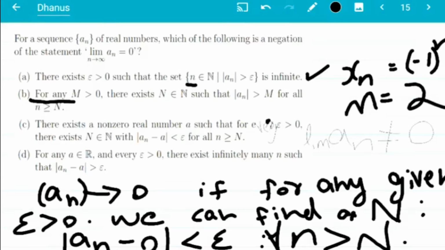And the next option is for any a element of R and every epsilon greater than 0, there exist infinitely many n such that, yeah, that thing.